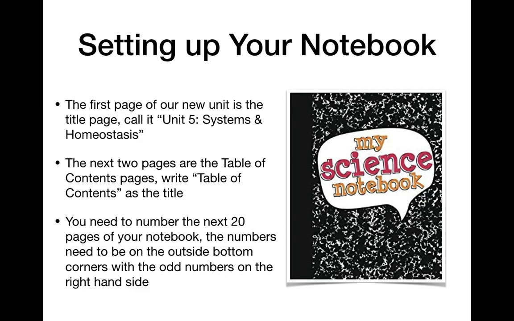Okay, so start by setting up your notebook. Like every unit so far, you can have a title page, Unit 5, Systems and Homeostasis. You'll have a table of contents space, you'll number your pages, all that kind of stuff.